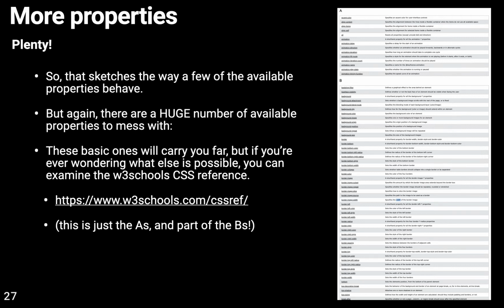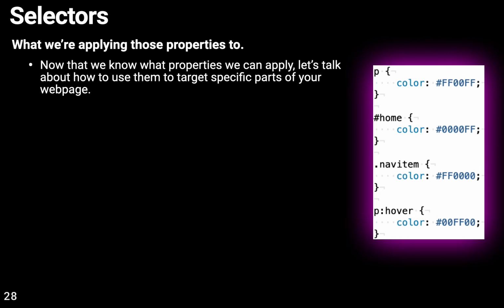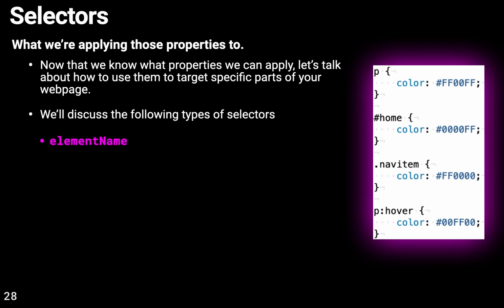Okay, so we've learned a bit about the properties that are available and what kinds of things you're able to do to the text of your site or your page, right? Let's talk about selectors. So how do I actually apply them to things, right? So we have all these properties known, and let's talk about how to use them to target specific parts of your web page, right? So we'll discuss the following types. These are the primary ones again, but as always, there are tons more. Element names, which we should be familiar with by now from HTML stuff. IDs, which we'll talk about.